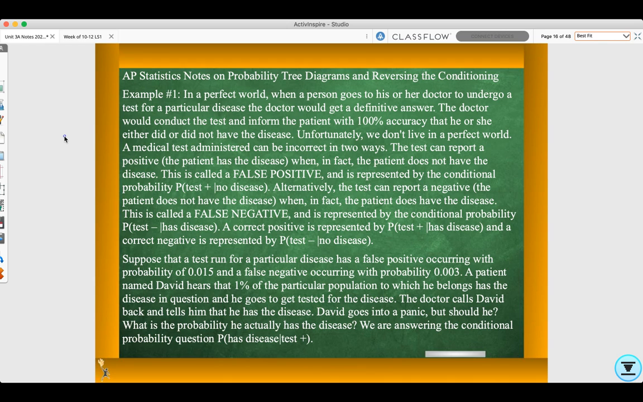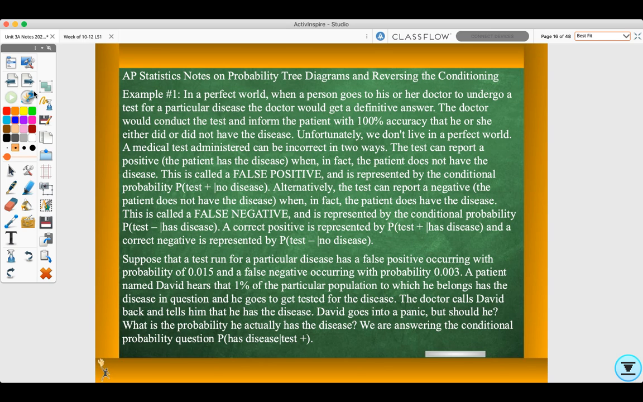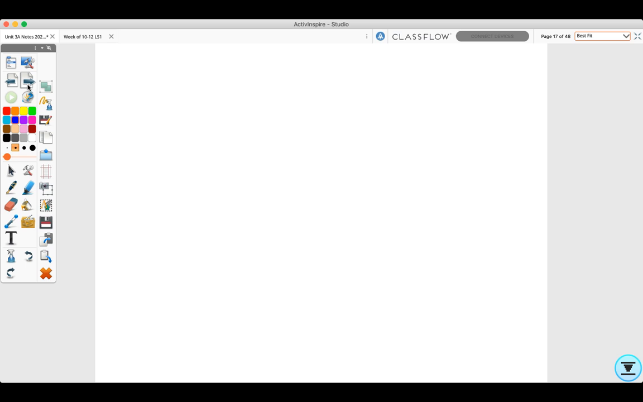We're answering the conditional probability, the probability he has the disease, given that the test is positive. So to go about doing this, we're going to use tree diagrams to draw a picture and then come up with the different probabilities to find the probability that David has the disease given that the test is positive. So let's go ahead and start our tree diagram.